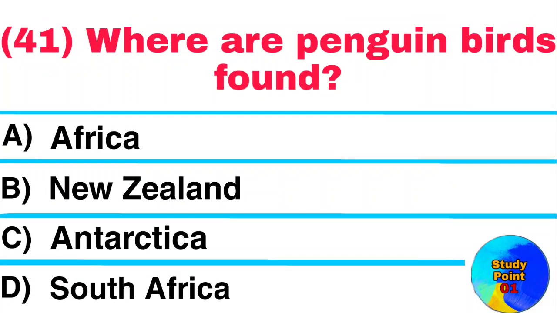Question. Where are penguin birds found? A. Africa, B. New Zealand, C. Antarctica, D. South Africa. Answer. Antarctica.